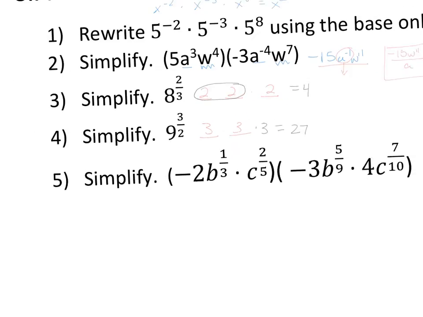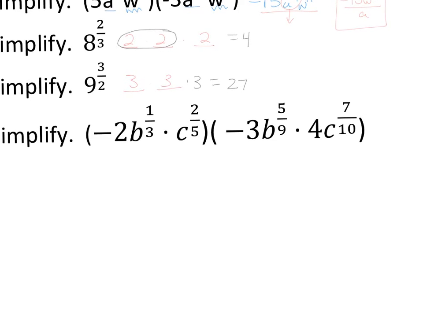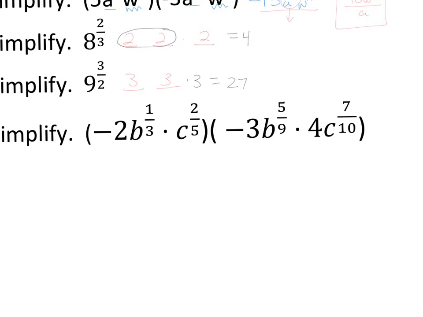All right, and on the 5th one here, again, you're just going to multiply these front numbers. I don't care what they're attached to. You multiply the front numbers, just like we did back up here. So negative 2 times negative 3 is 6, times 4 is 24. Now let's combine our b's. So b to the 1/3 and b to the 5/9.